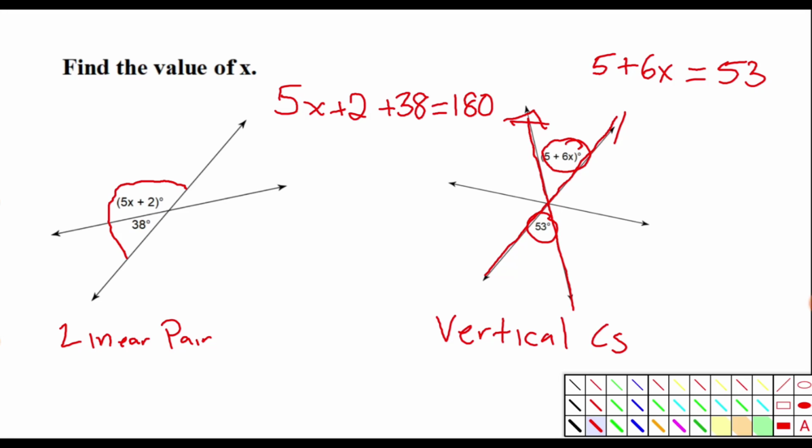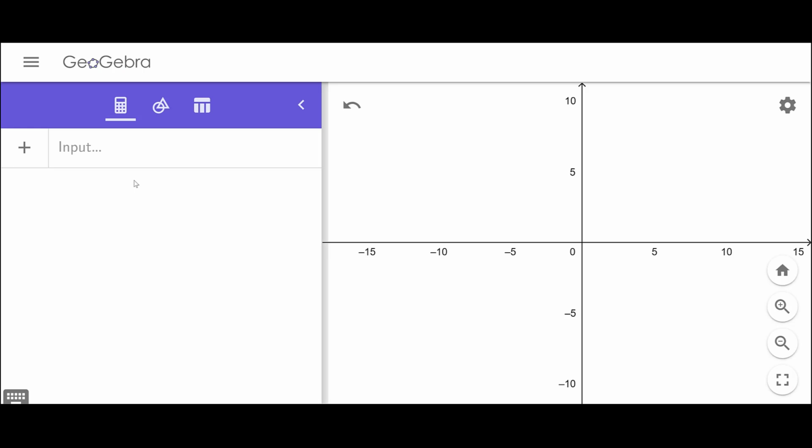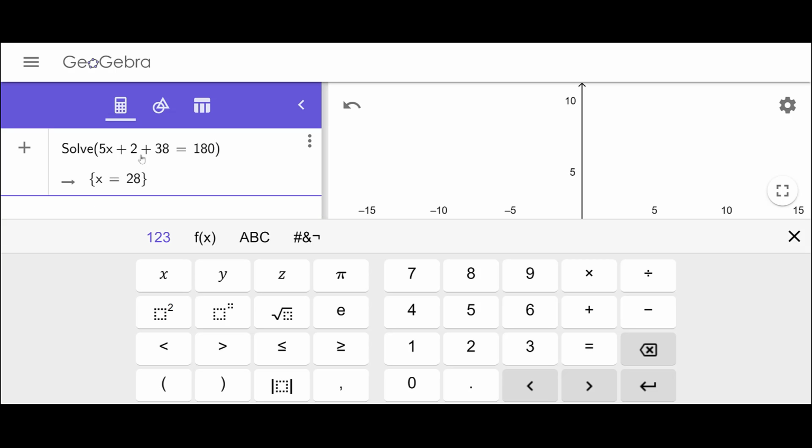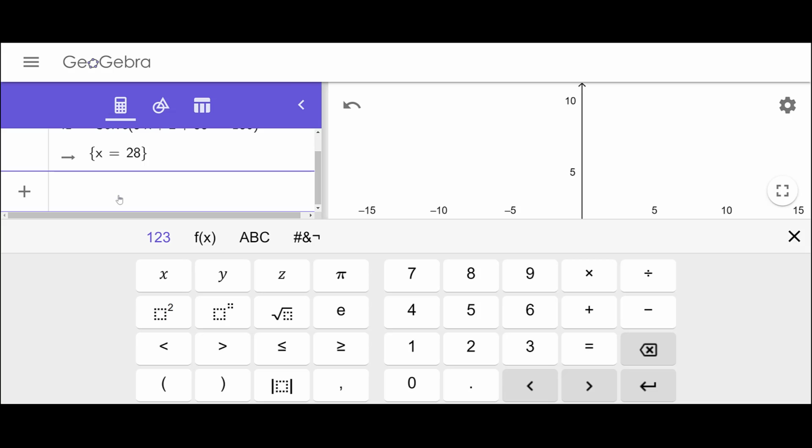So let's take a look at GeoGebra. 5x plus 2 plus 38 equals 180. All right, let's solve these problems really quick. Remember, you can just solve equations using GeoGebra by writing the word solve, and in parentheses, typing your equation. 5x plus 2 plus 38 is equal to 180, and I'm done. Answer is 28. Man, I am so fast at these.